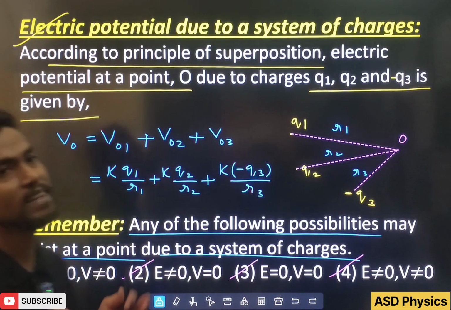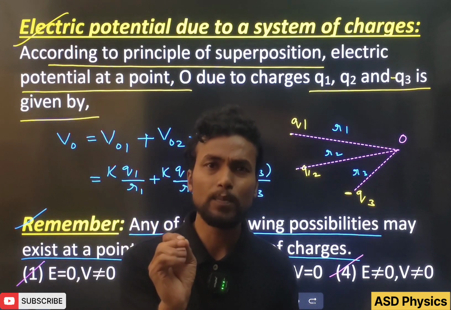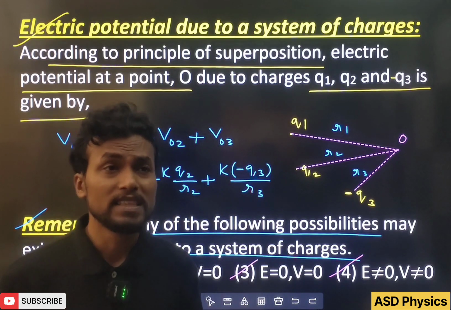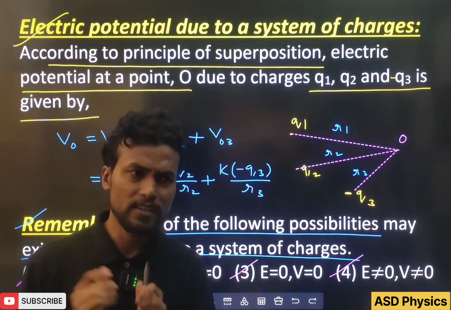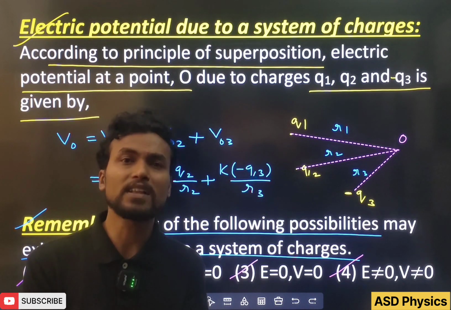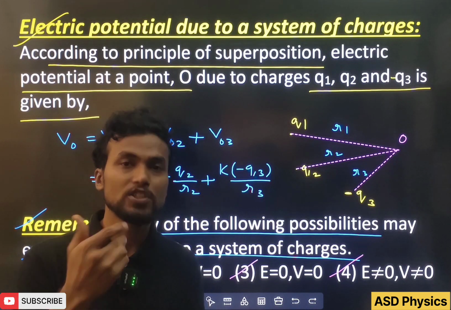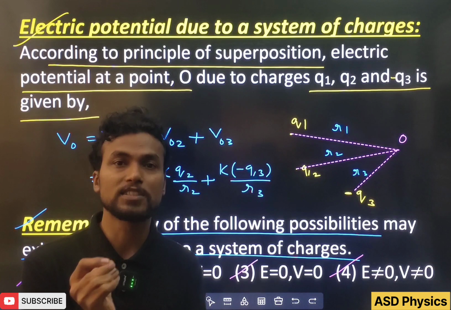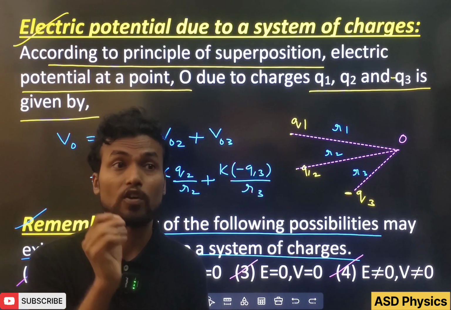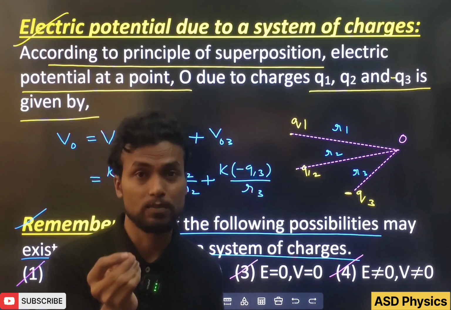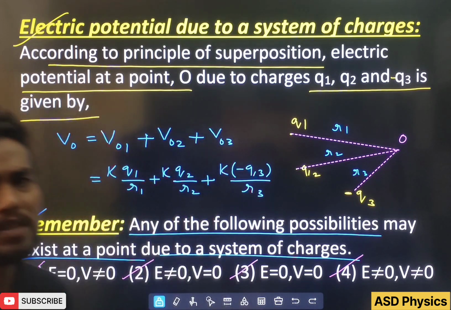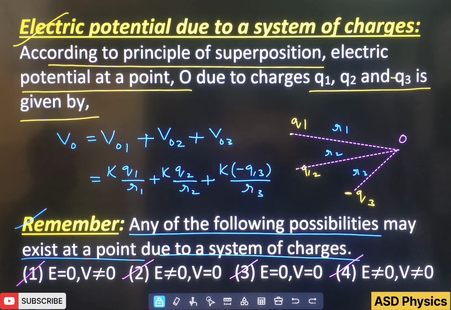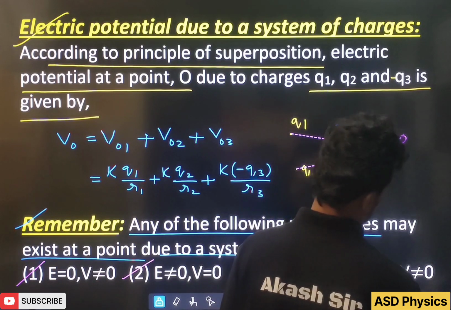So what I am telling here, kindly listen very properly. If at any point potential is 0, then electric field may be 0 or may not be 0. Similarly, if at any point electric field is 0, then potential may be 0 or may not be 0. Depending upon the situation, what is the charge configuration in a system of charges? All this we are going to learn by some examples and cases. Okay, students, so let's move to some cases here.